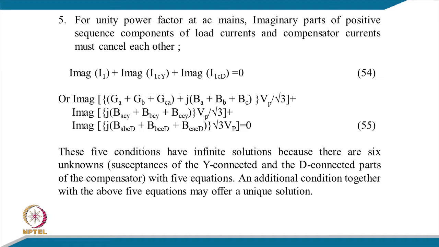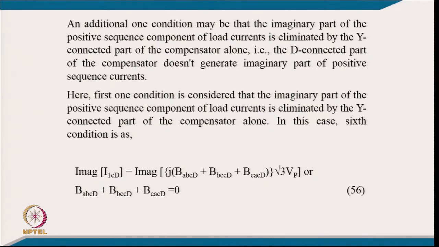Well, these 5 conditions have an infinite solution, because there are 6 unknown susceptances: 3 susceptances of the star connected compensator and 3 susceptances of the delta connected compensator, and we have only 5 equations. So, an additional condition together with the above 5 equations may offer a unique solution, a definite solution. For this purpose the sixth condition has to be added here; only then can you get the solution of the design.